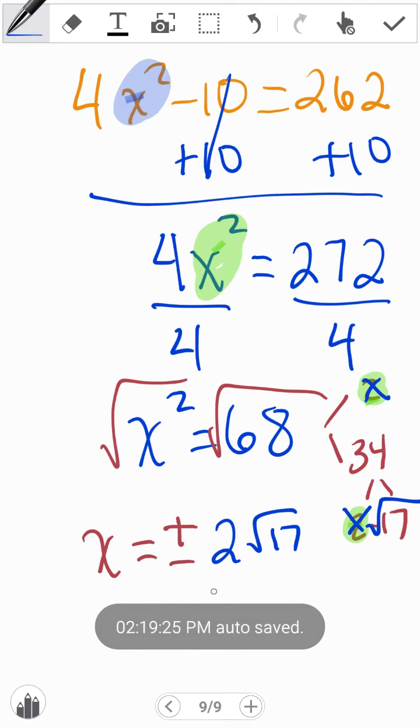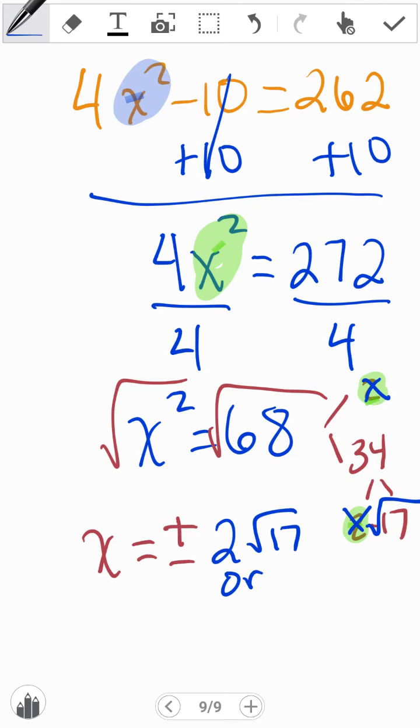Or if it wants a decimal approximation, we can just put in the square root of 68 and get our decimal approximation of plus or minus 8.2462. So actually that's less than 5, so we don't round anything up. So we just get x equals plus or minus 8.246 or plus or minus 2 square root of 17. Again, it will depend upon whether they want you to leave it in radical form or a decimal approximation.